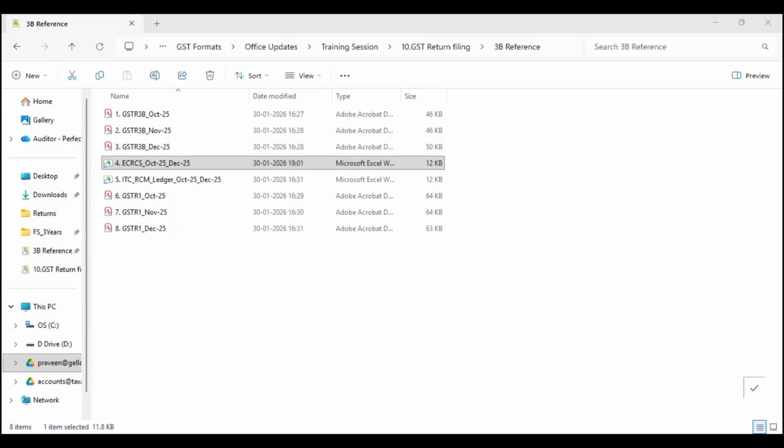Let's look at this data one by one. Say for the month of October, 4A5 data: 1 crore 30 lakh, 87 lakhs, 87 lakhs.